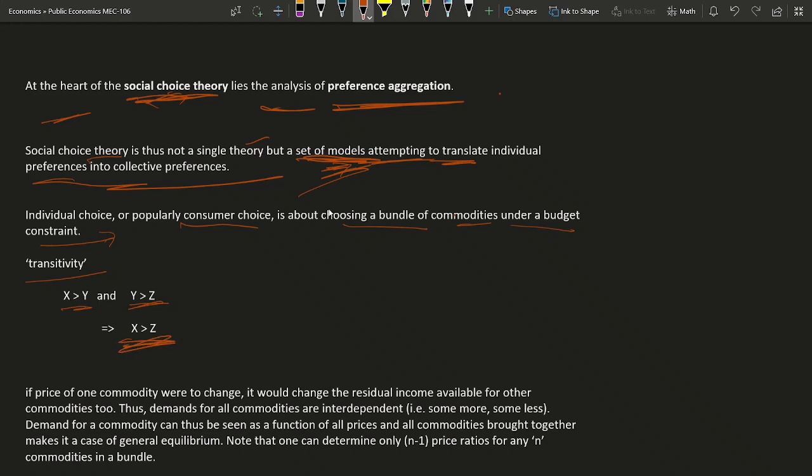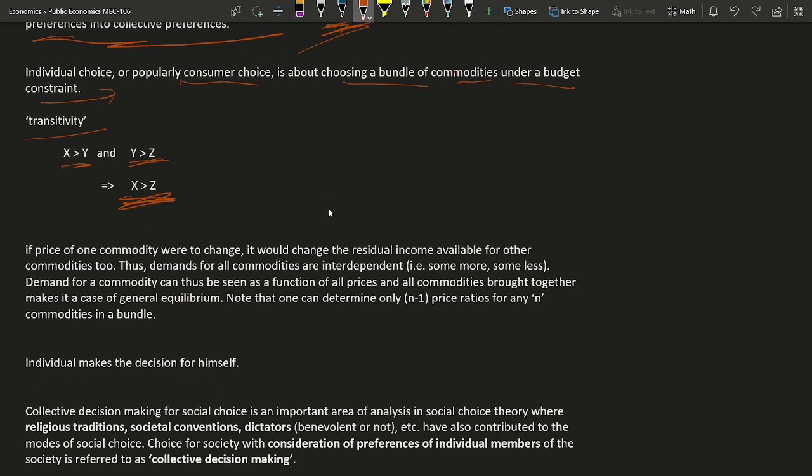preferred over Z. Next, if the price of one commodity were to change, it would change the residual income available for other commodities too. If you have 100 rupees and earlier you were buying apples for 50 rupees, the residual income was 50 rupees for other commodities. Now if the price of apples increases to 60 rupees, the available income for other commodities is only 40. So now you will decide how much quantity of other commodities you can buy with this 40 rupees. Thus the demand for all commodities is interdependent.